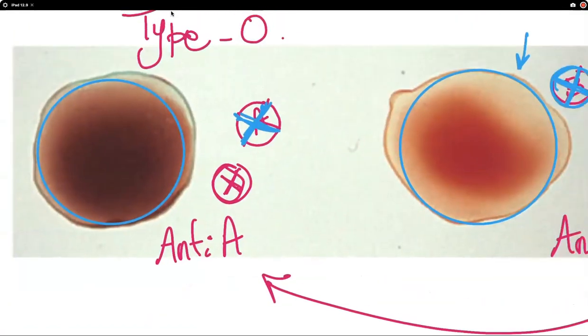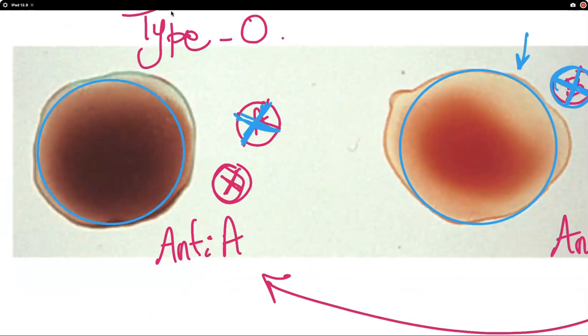What if I don't see any agglutination reaction with either anti-A or anti-B? If I don't have an agglutination reaction with either anti-A or anti-B, this tells me that the blood cells I'm testing have neither antigen A nor antigen B on the outer surface. So if I don't have antigen A and antigen B on the surface of my red blood cells, this means I'm a blood group type O.